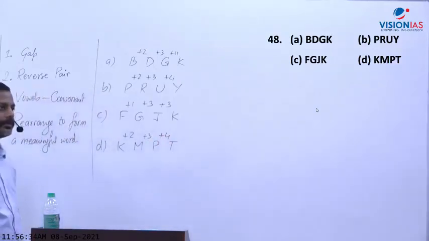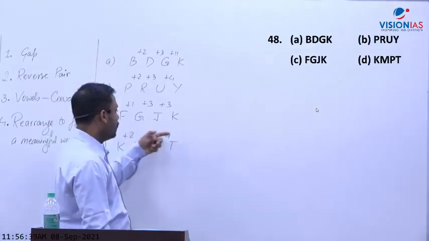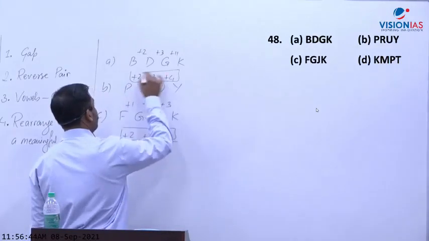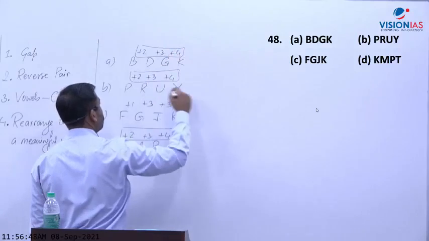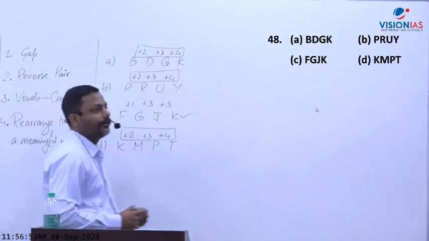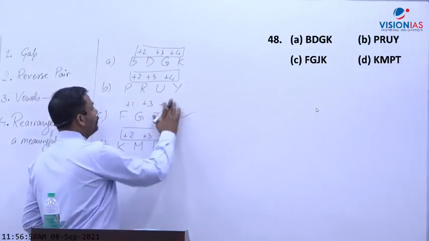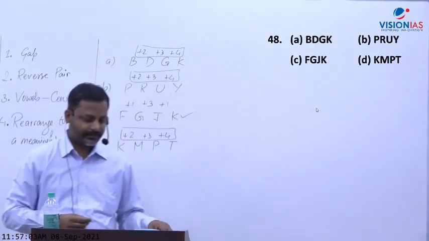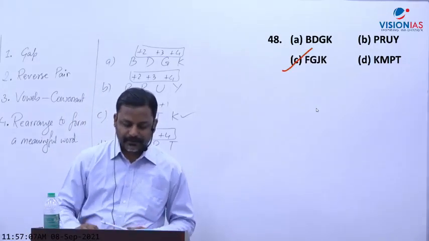So in the rest of the options, yes, all the differences between the letters are in the format of 2, 3, 4, 2, 3, 4, 2, 3, 4. But here the difference is 1, 3 and 1. J plus 1 is K. So the answer of question number 48 is option C.